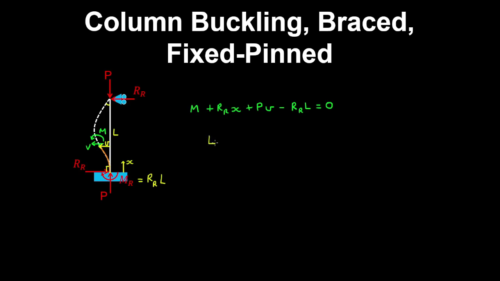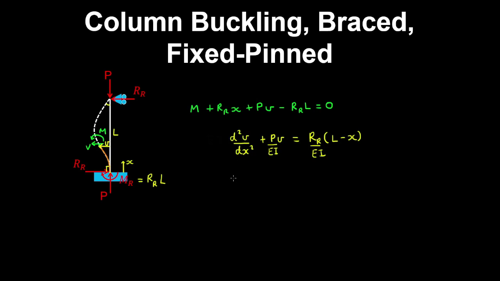And writing the bending moment in terms of the curvature, which is the second derivative of the deflection with respect to x, plus P v, and then we'll take the reaction terms on the other side. So that will be L minus x. And now we can divide through by the bending stiffness.